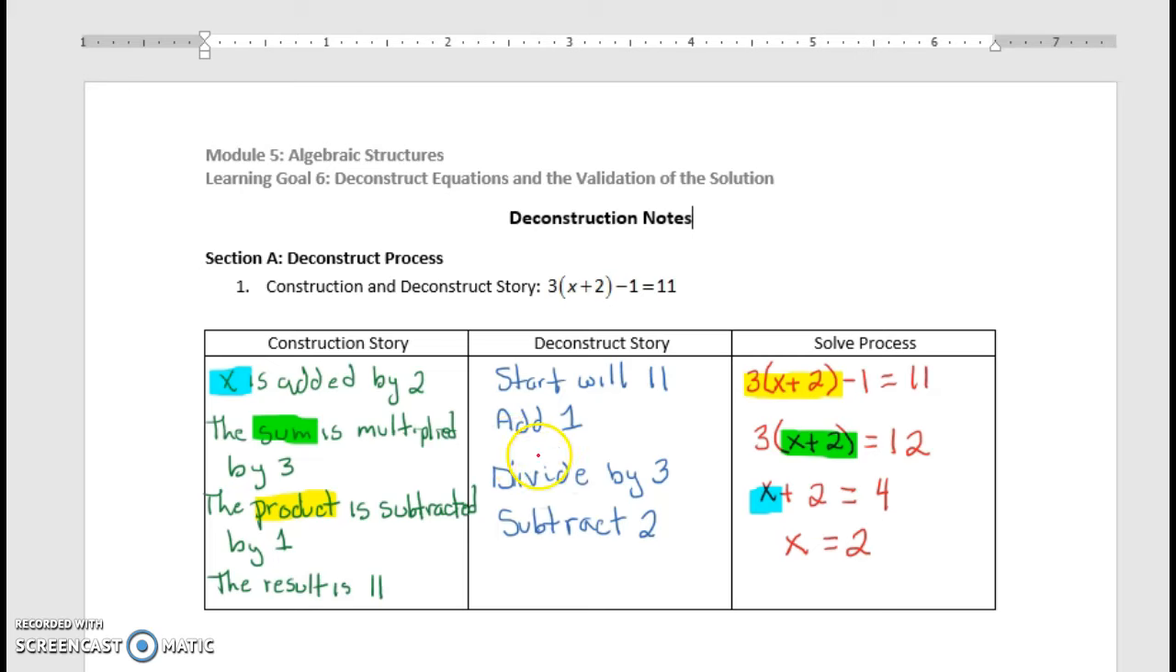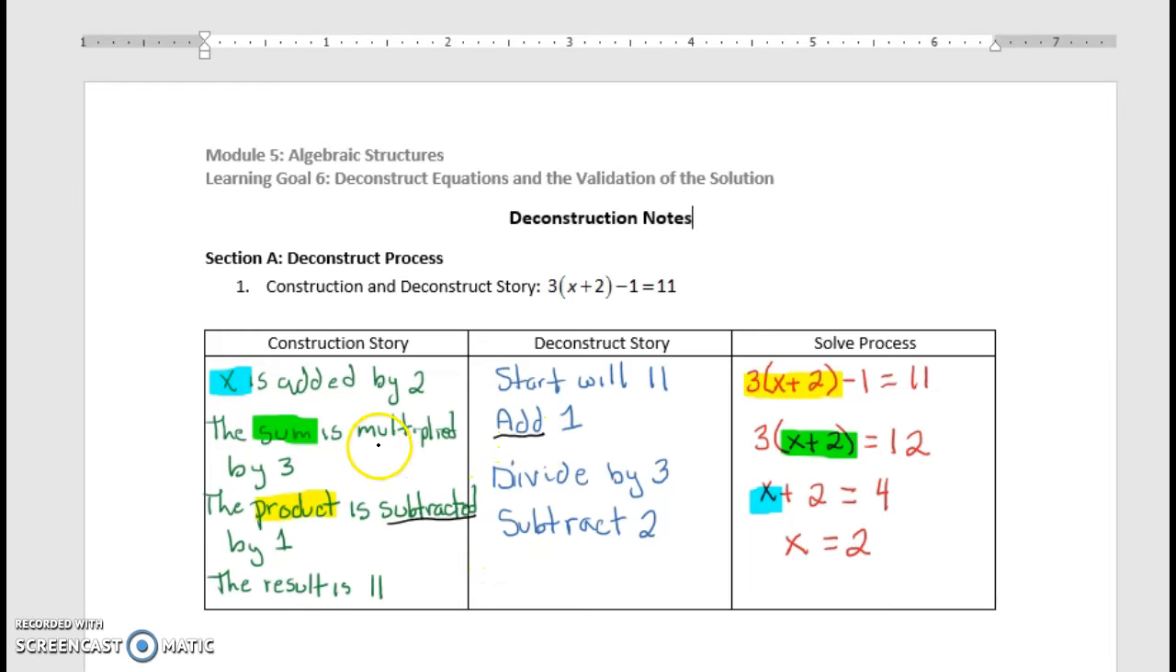Let's look back to where that came from. So x is added by 2, this construction story, so how was this constructed, or what is the structure of this equation? We know that x is added by 2, this sum is multiplied by 3, the product is subtracted by 1, giving us the result of 11. So when we think in terms of how to deconstruct it, so we're unbuilding it, if you will, I started with my result of 11, and we used subtraction in our building process, so we're going to use addition in our deconstruct process.